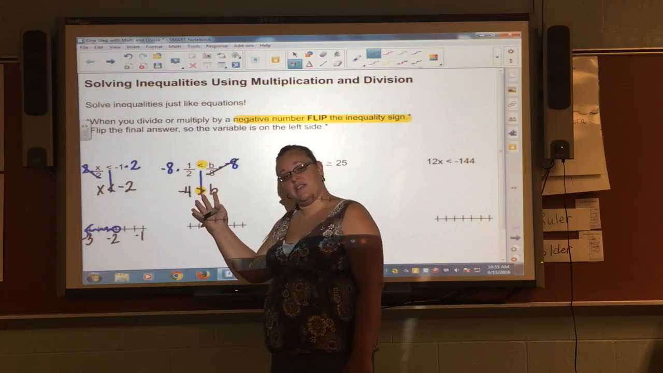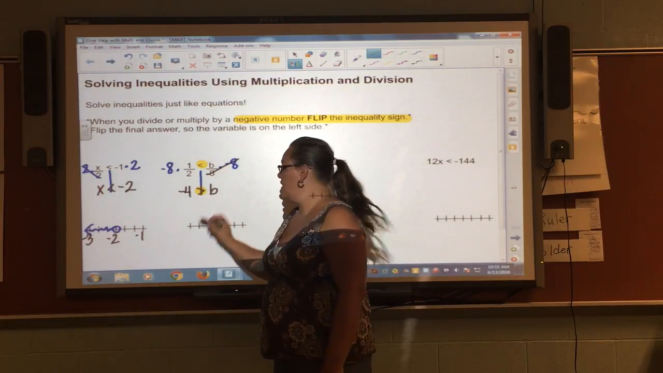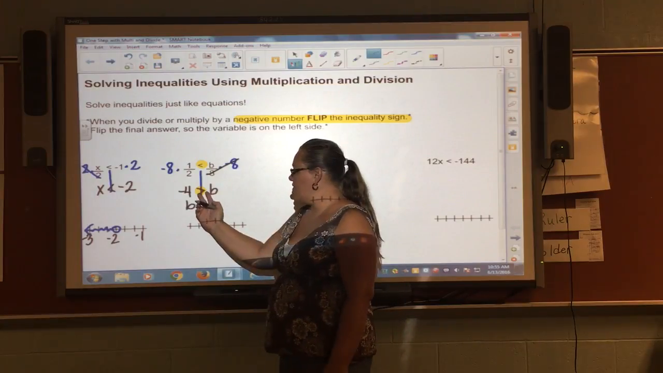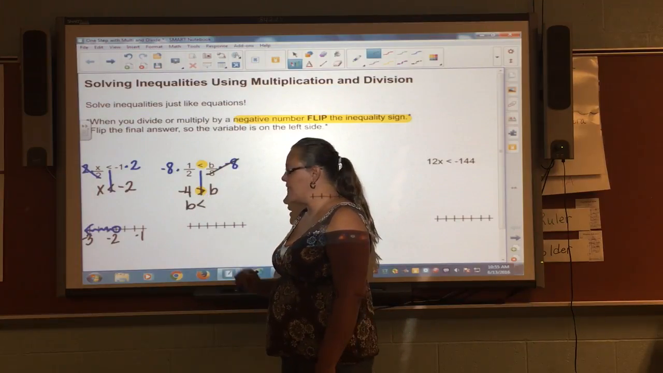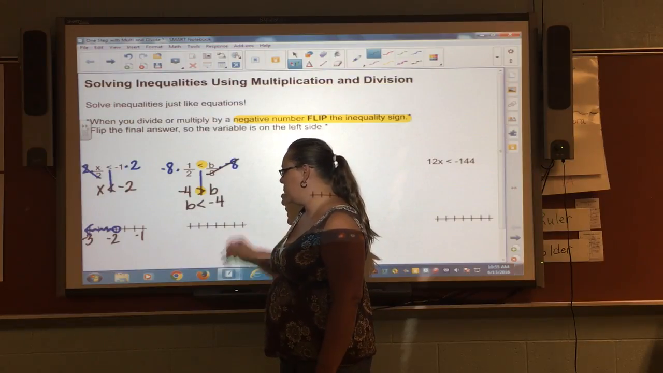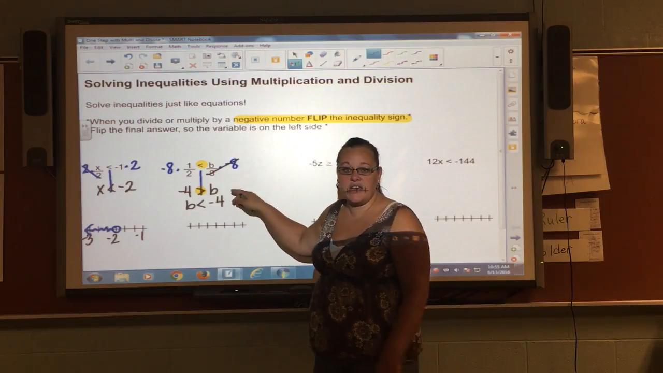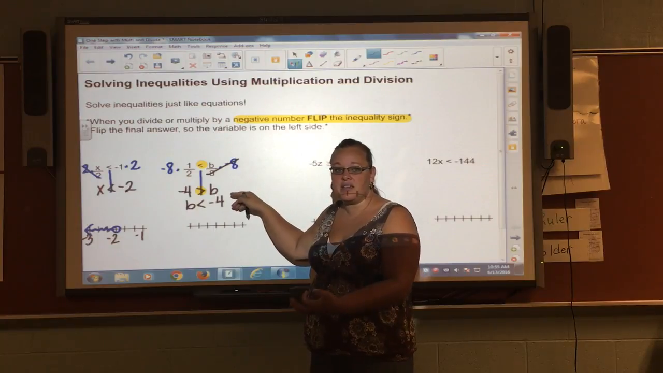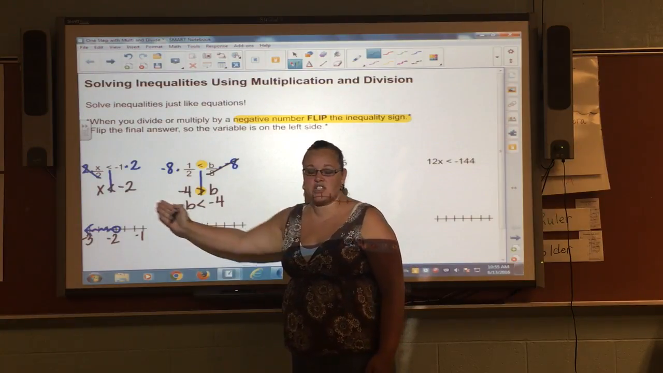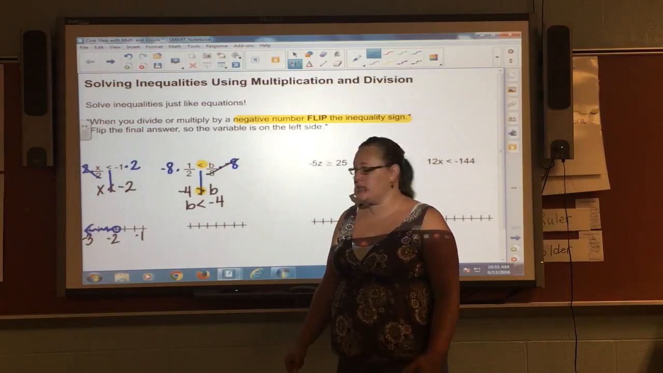I'm going to pick this inequality up and flip it. So I'm going to move the b to the right hand side. I'm going to pick this inequality up and make it back to less than, and the negative 4 will come on the right hand side. These two things say and mean the exact same thing. The only reason we do it is so that we can shade the way the arrow is pointing.